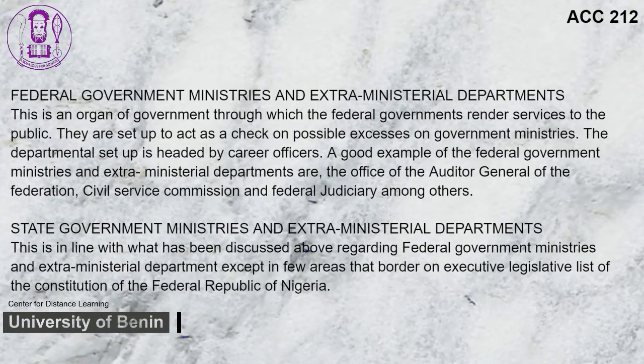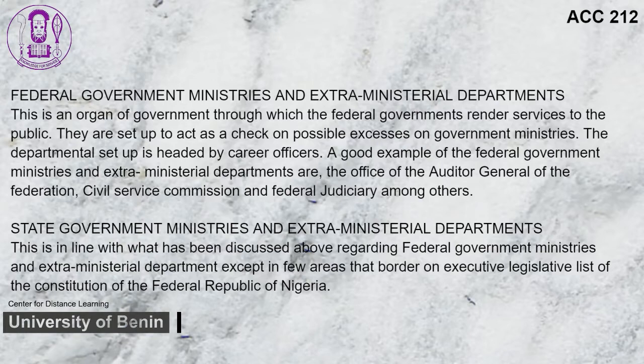Federal government ministries and extra-ministerial departments. This is an organ of government through which the federal governments render services to the public. They are set up to act as a check on possible excesses on government ministries. The departmental setup is headed by career officers. A good example of the federal government ministries and extra-ministerial departments are the Office of the Auditor General of the Federation, the Civil Service Commission, and the Federal Judiciary, among others.